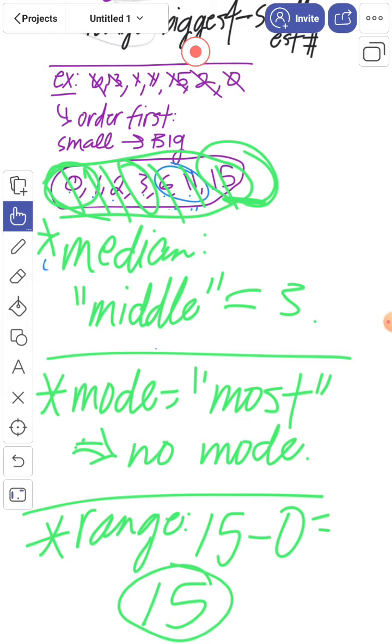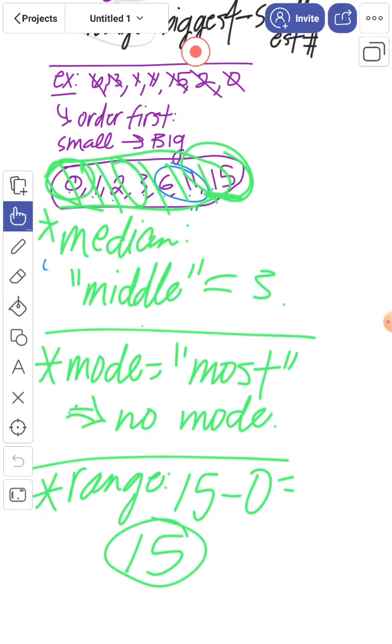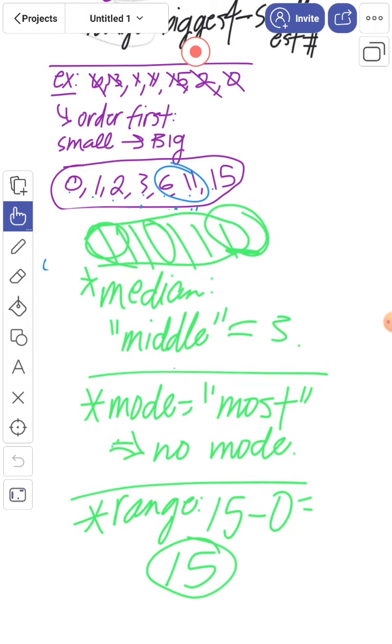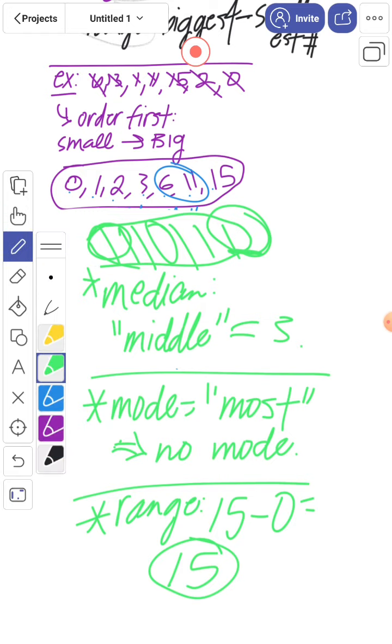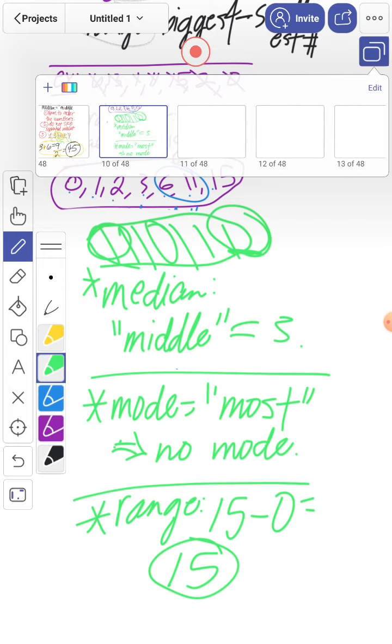Okay, so make sure you have this example. You have mean, median, mode, and range. Okay, I'm about to move on to the next slide. So pause the video, finish writing down this example. And we're going to go on to factorials now.